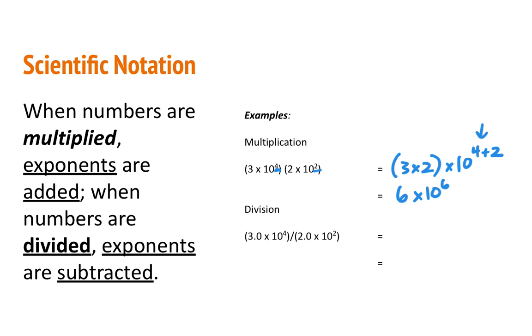So in division, it's just the opposite. So we added the exponents for multiplication, and division will subtract the exponents. So in this case, I will have 3 divided by 2 times 10 to the 4 minus 2. 3 divided by 2 would equal 1.5 times 10 to the second power.